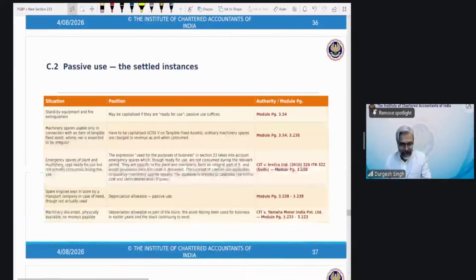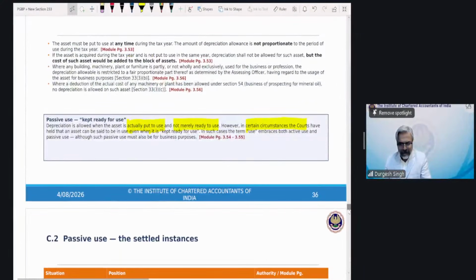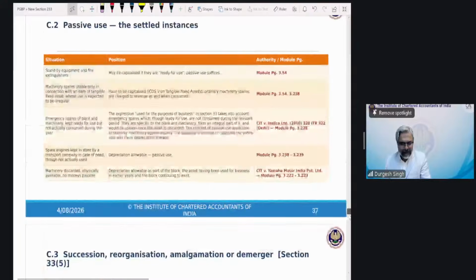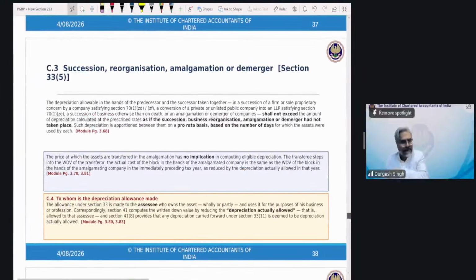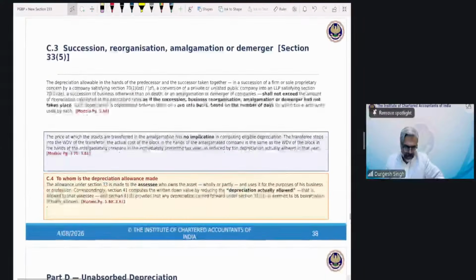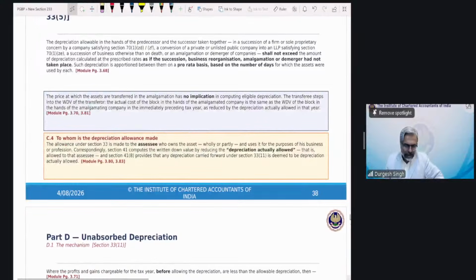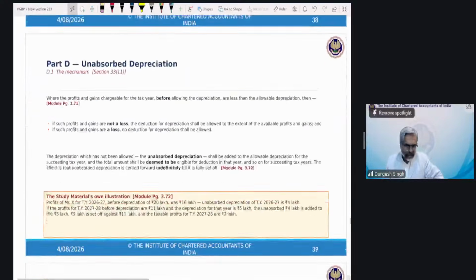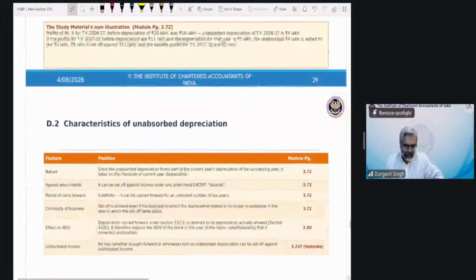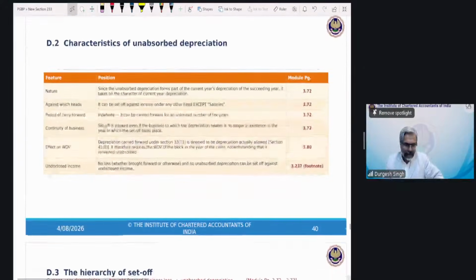Okay. Some examples, students, like Yamaha Motors, you have already discussed, and that primarily covers this. Succession, reorganization, amalgamation and demerger will come later, in fact in the next class. Now, to whom is the depreciation allowance made? To the SSC. Unabsorbed depreciation, students, I already gave you, and I also gave you the hierarchy. Everything, students. Characteristics of unabsorbed depreciation, students.